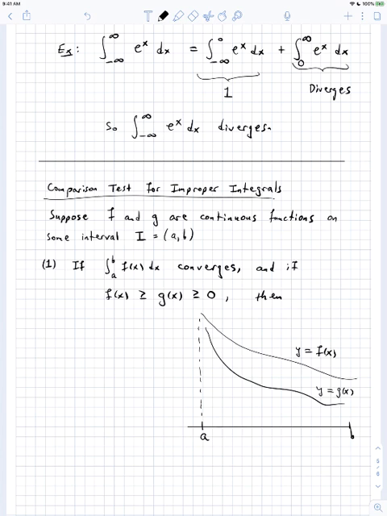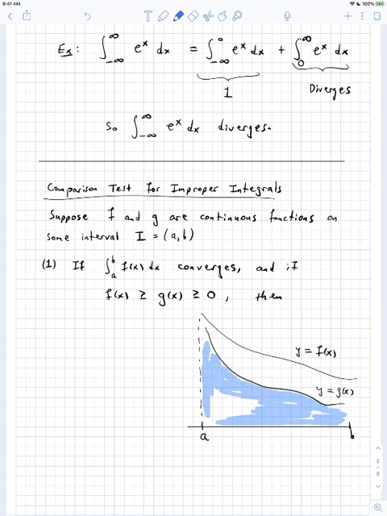What else do we know? Well, we know that the integral from a to b converges for f. So that means that the area underneath f is finite. But g is smaller. So that means the area under g is even more finite, so to speak. It's even smaller. So if I shade in this region underneath g, this is the improper integral.